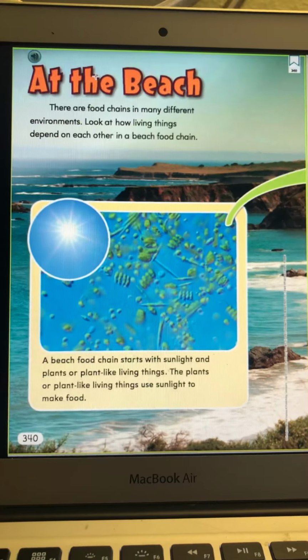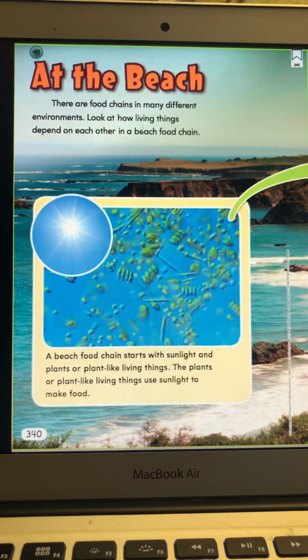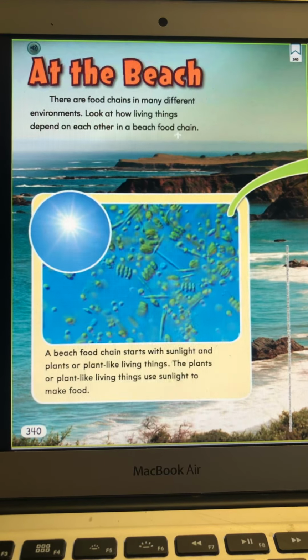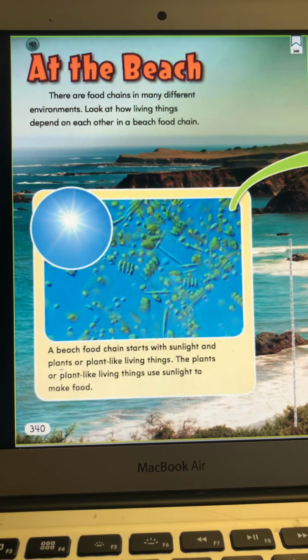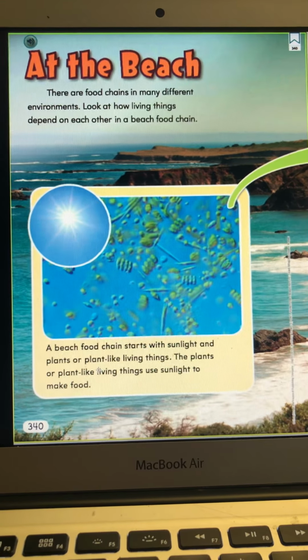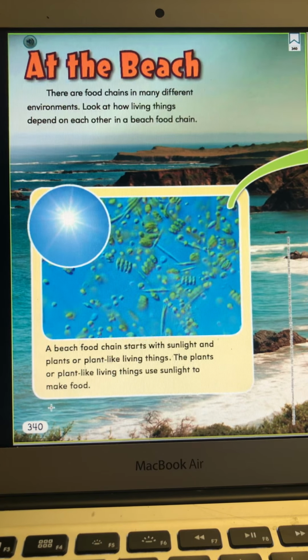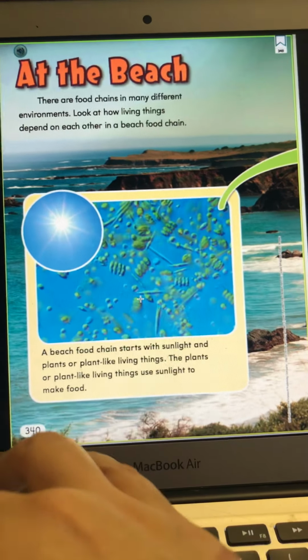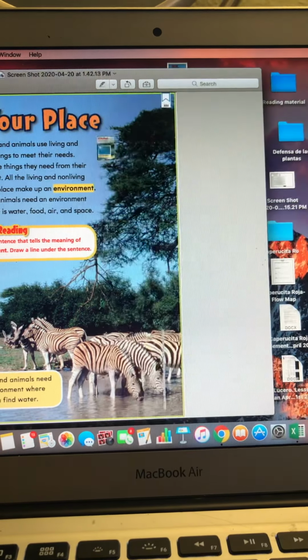Okay. At the beach, there are food chains that have many different environments. Look at how living things depend on each other in a beach food chain. So actually that was the first page here, but a beach food chain can start with sunlight and plants. Like living things, the plants can make living things use sunlight to make food. So actually this page was first. Sorry, my pages are mixed up a little bit.